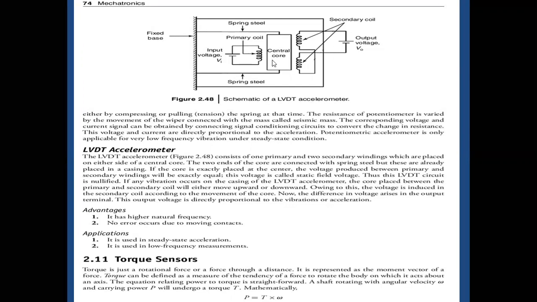Suppose initially the body is in a stable position. Initially, the amount of voltage or power supply given to the individual circuits is equal. Whenever the central core moves with a certain velocity, displacement or acceleration, there will be a change in the voltage produced in the respective coils. This is observed at the voltage output here.